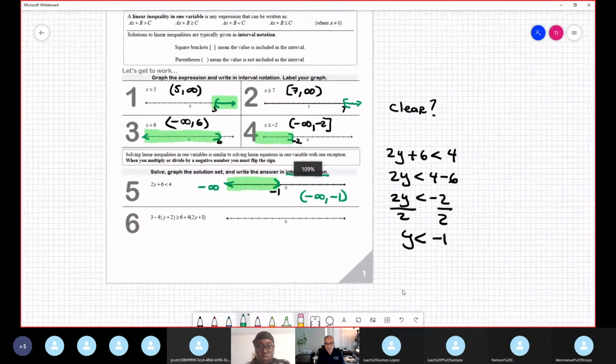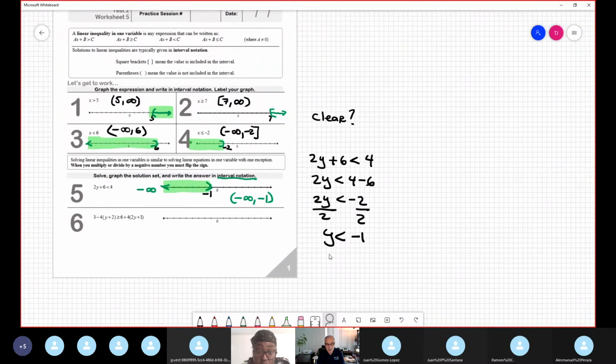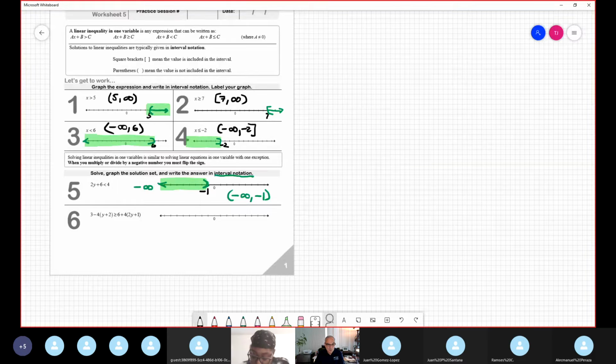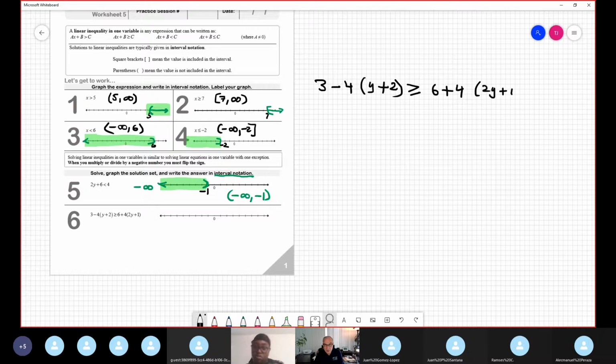Okay. Now let's solve number 6. It's not complicated, but it's a little bit long. Okay. It is 3 minus 4 times y plus 2, greater than or equal to 6 plus 2 times y plus 4, plus 4, 2y plus 1. Let me check if I copied right or wrong. I suppose I got it right. Okay, so now let's remove the parentheses.